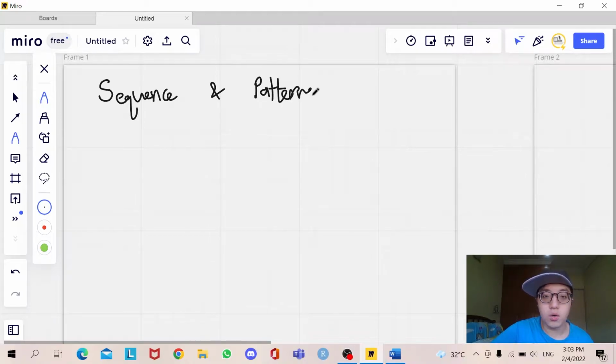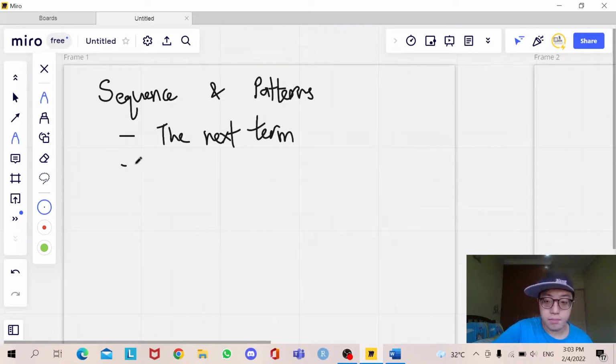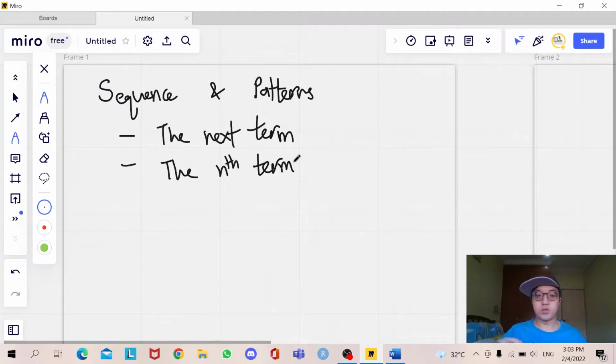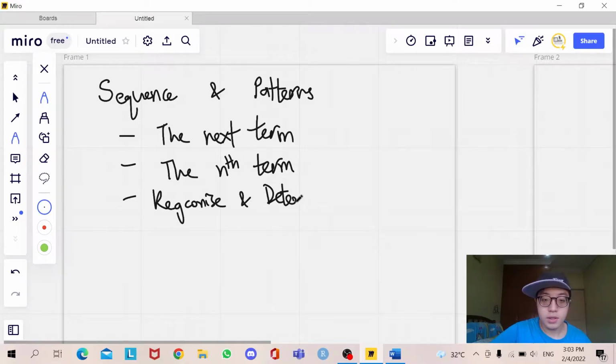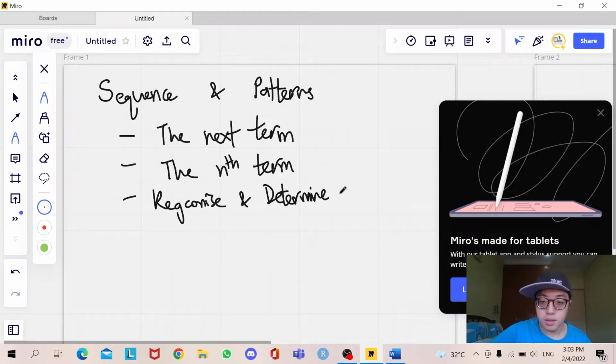Alright, so the questions that are commonly asked in IGCSE exams are the next term and maybe even the nth term. So you are expected to find the nth term or to recognize and determine patterns.